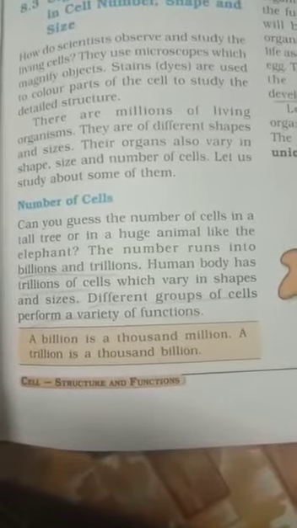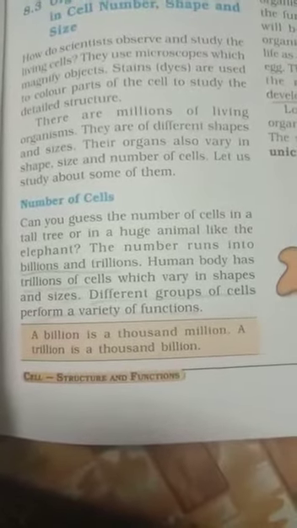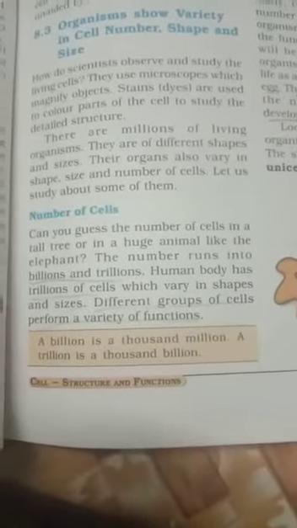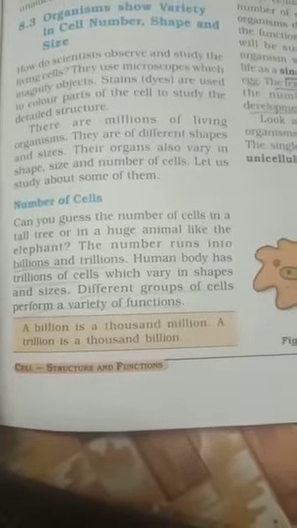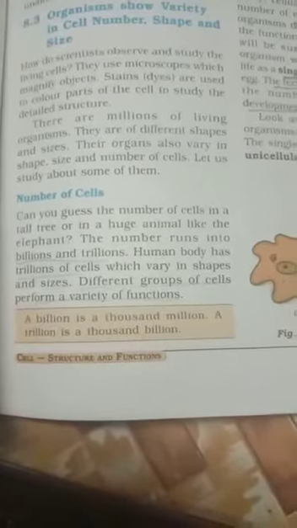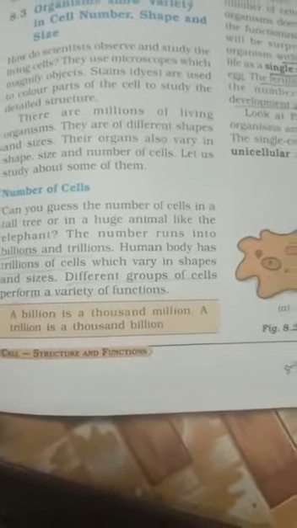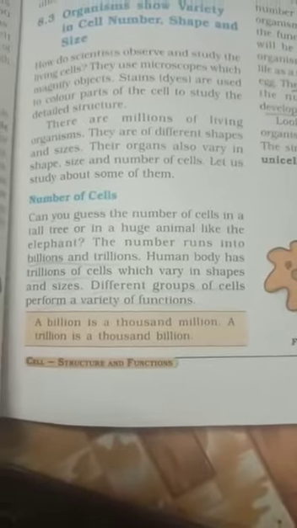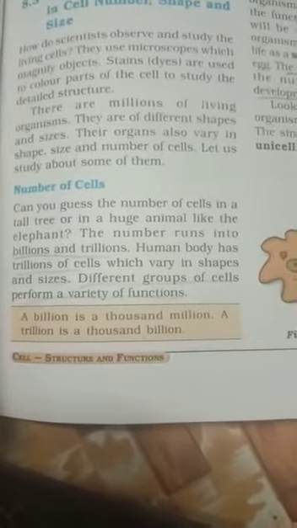We already discussed that the number of cells is different from one organism to another. For example, tall trees, huge animals, and small insects are all made up of cells. The number runs into billions or trillions. For example, human beings have trillions of cells which vary in shape and size.